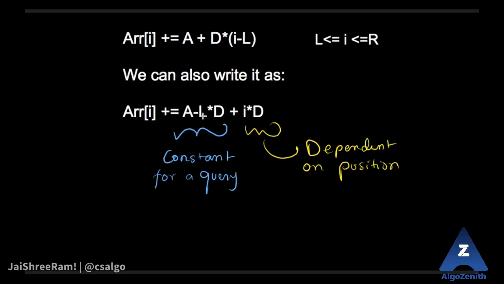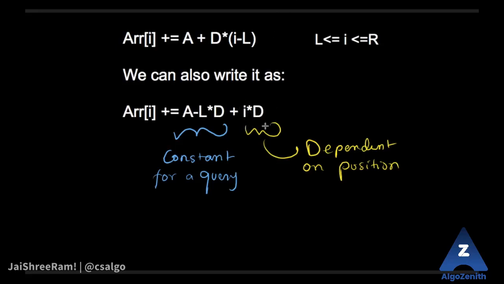If you had to add a constant to a range, we know how to do that. We can just use the partial sum technique: add this at the Lth index, subtract it from the R plus 1th index, and then build a prefix sum. That would work for this. But there is this weird term, I times D, where I is getting multiplied, and that is dependent on position.